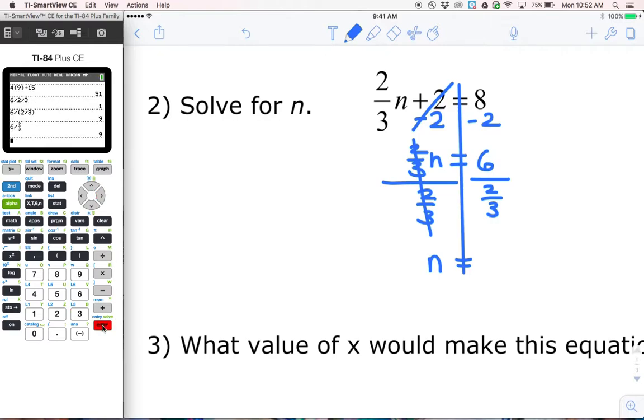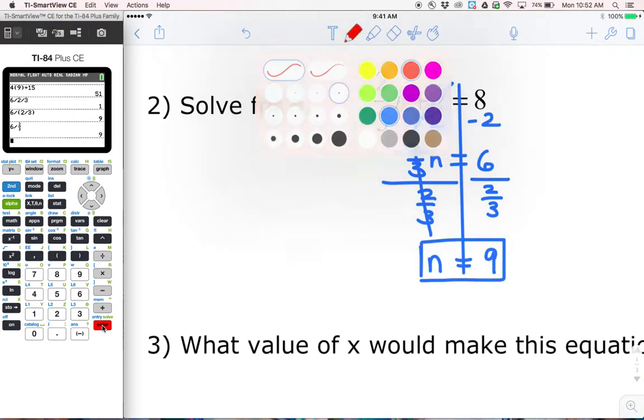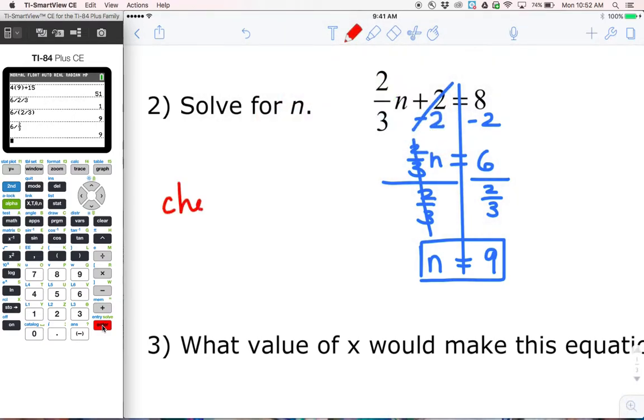Let's see here. And we do. All right, so we think the answer is 9. Just coincidentally the same as question number 1. But we're not done. We're not done until we check. So we're going to check this thing by plugging it in.